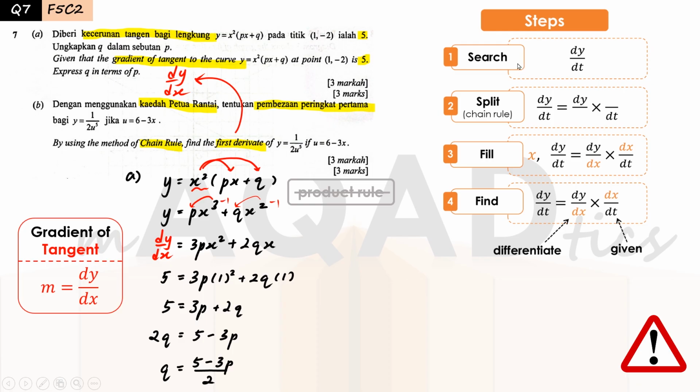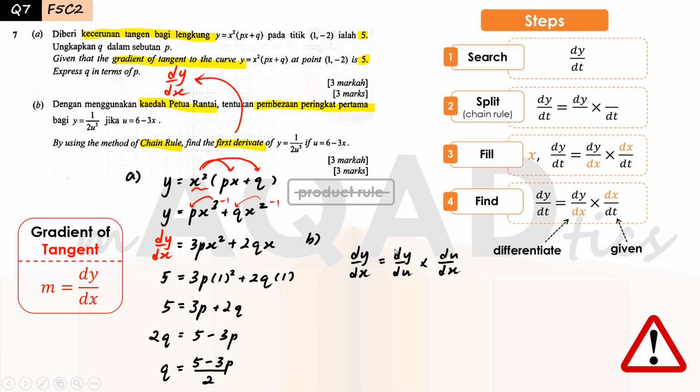Okay, so let's be clear on what we are trying to search here. So here is dy over dx. Then we need to split the fraction. Then we need to fill in. So here obviously we need to fill in u, right? Because that's the third unknown that we don't have in this equation yet. Then here we need to find these two differentials.